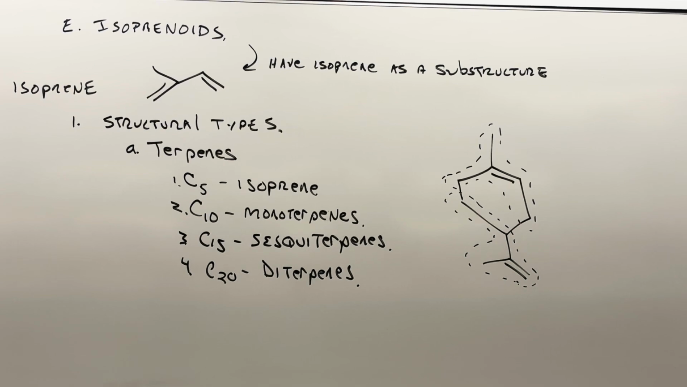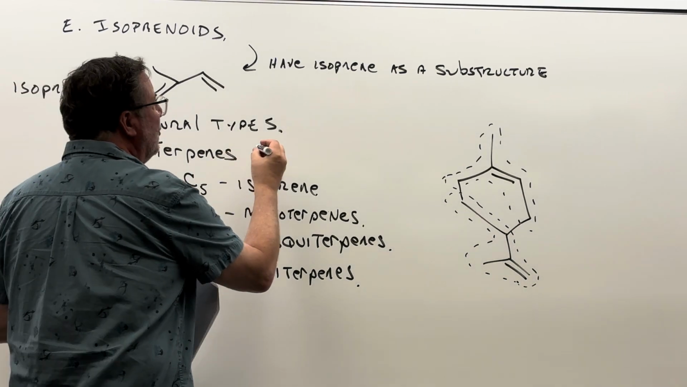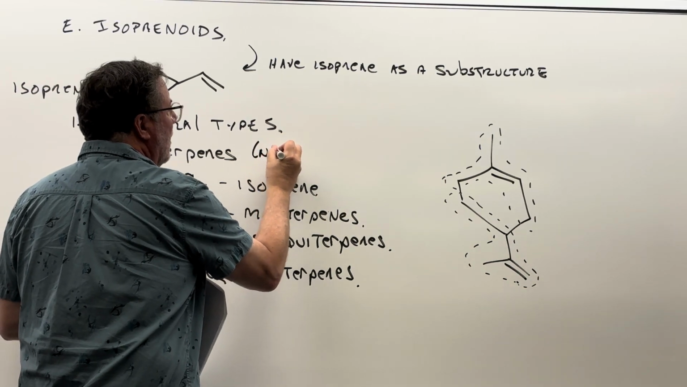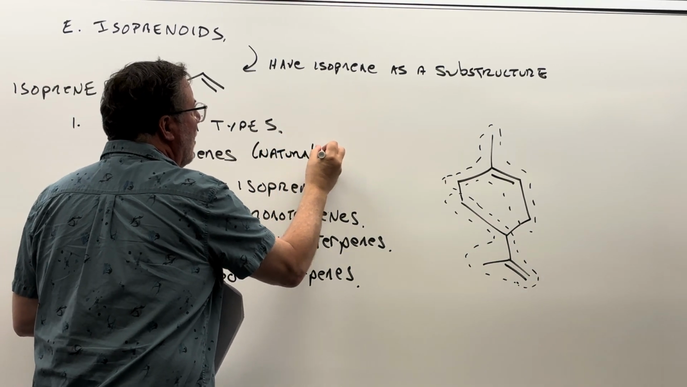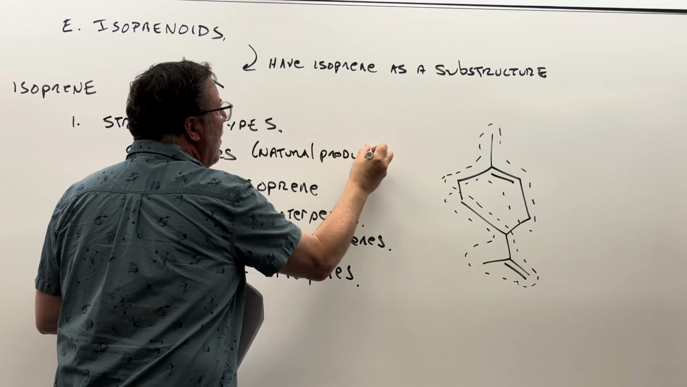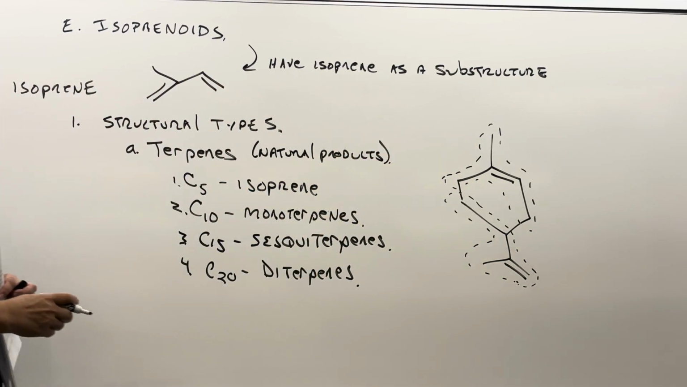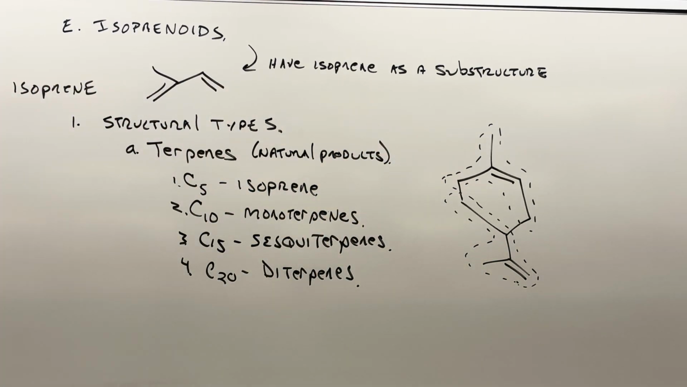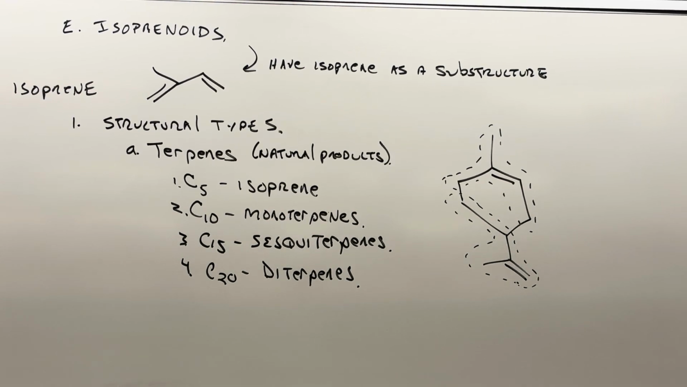All right, so these terpenes are typically natural products. And natural products are compounds made by organisms, unique compounds made by organisms, usually for defensive purposes or something like that. And then a lot of people have basically taken advantage of those compounds for various applications.